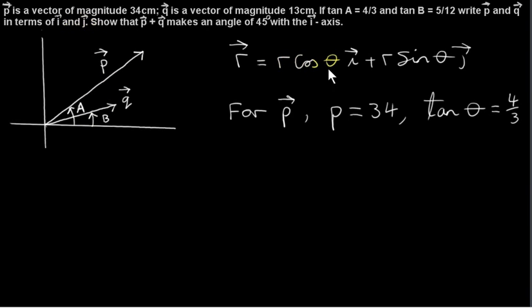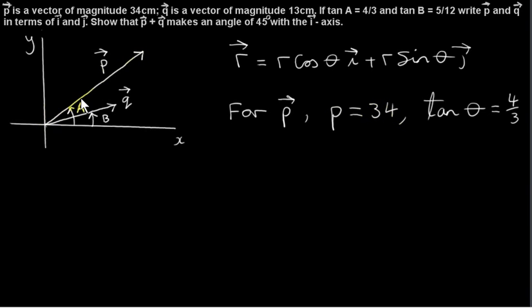We saw in the previous video that any vector R can be written as R cos theta i plus R sin theta j, where R without an arrow is the magnitude or length of vector R, and theta is the angle measured from the positive x-axis anti-clockwise to the vector. Let's look at vector P. Its magnitude, denoted P without an arrow, is 34 centimeters.